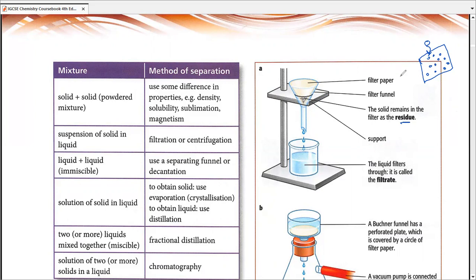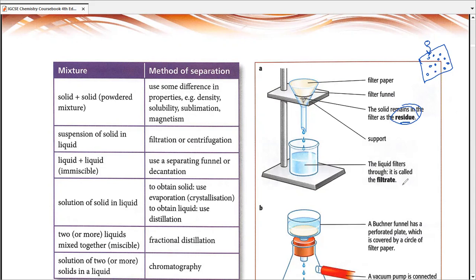And whatever solid that we get, we have a generic name for it, and that generic name is known as residue. Residue is usually the solid that is left over on the top of the filter paper since it cannot pass through. Make sense? Yes, sir. Thank you. Okay, good.